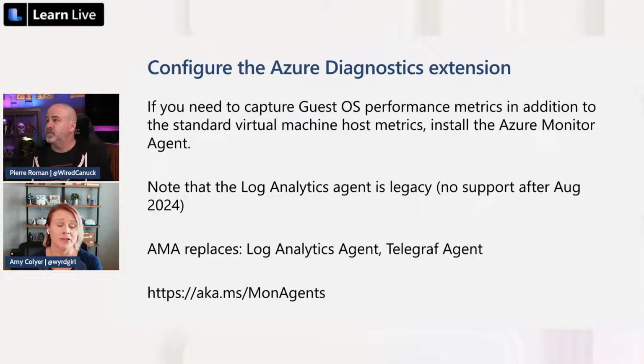And Pierre had mentioned this when we were getting ready for this, that some things are going legacy. So I was like, good point. The Log Analytics agent is going to be legacy after August 2024. So if you deploy anything new or you have stuff using the old agent, it's good to start converting to the newer agent, because the Azure Monitor agent is going to replace the Log Analytics agent and the Telegraf agent. And there's another link there for you to go to see how much time you have and which agents do what. So it's good to be in the know.